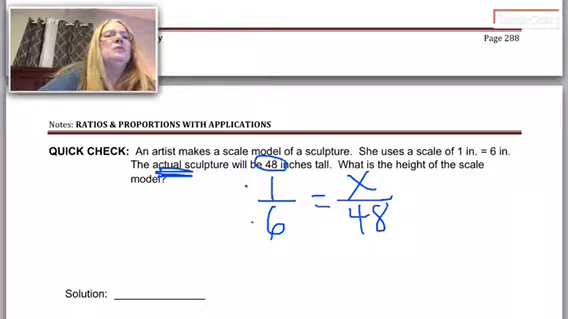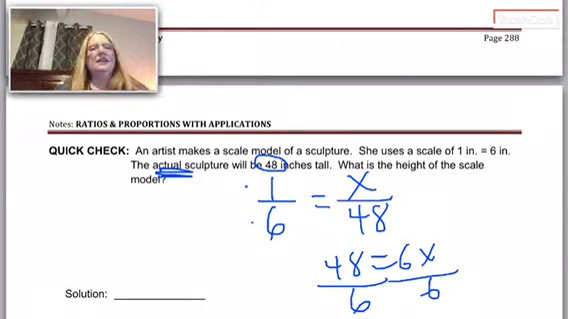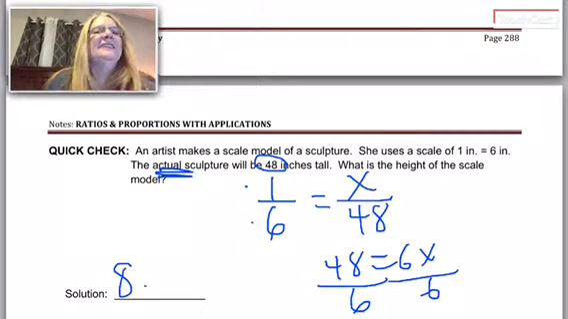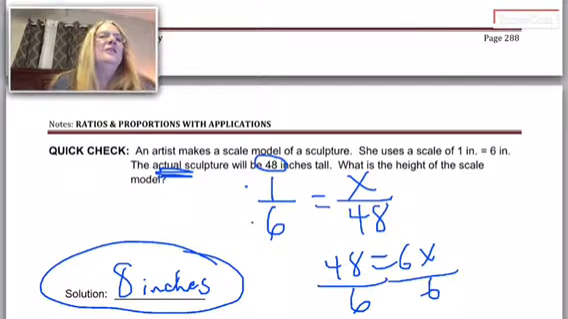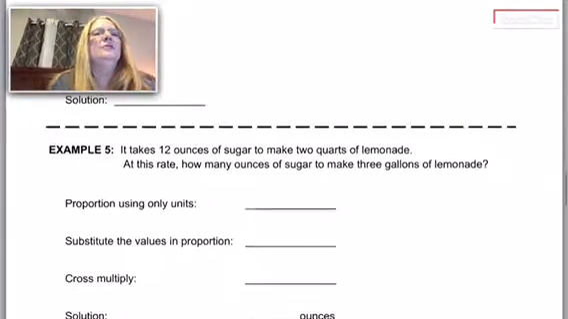And now we cross multiply, and we get 48 is equal to 6x, and then you divide 48 divided by 6. I'm going to use my calculator to make sure I get it right, and it is 8. And so it is 8 inches. So her scale model height will be 8 inches. Okay. So now let's look at the next one.